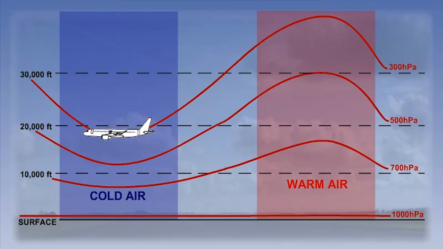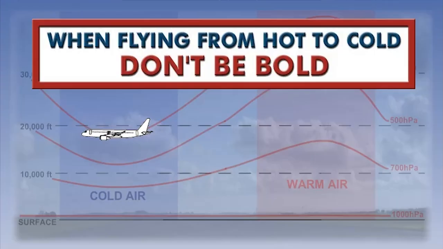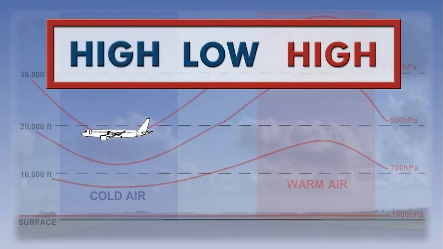There's a saying which is used to remind pilots of this potential problem. When flying from hot to cold, don't be bold. Or, even more dramatically, cold kills. We can further adapt this to be high, low, high. Flying from high temperature to low temperature, the altimeter will read high. In other words, it overreads the true altitude. We saw the use of high-low-high previously for horizontal pressure changes along route.